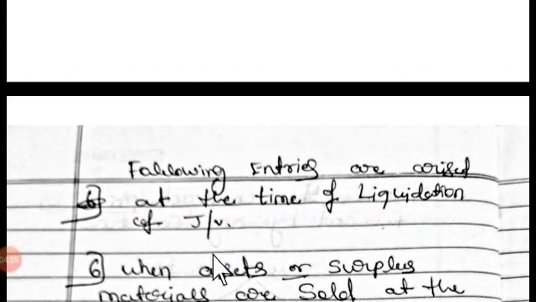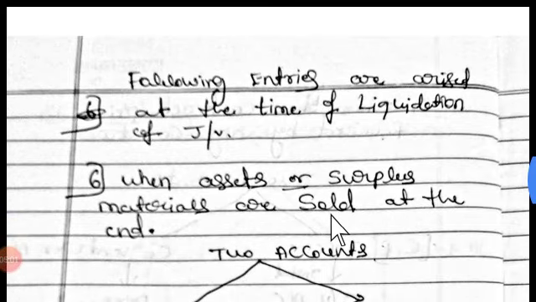What is this liquidation of joint venture? As we know, the joint venture will be in existence only up to the completion of that particular task, meaning construction of a building. Only up to the completion of the building will it be in existence. As and when that building construction is completed, then it should be liquidated. That will be no more in existence.